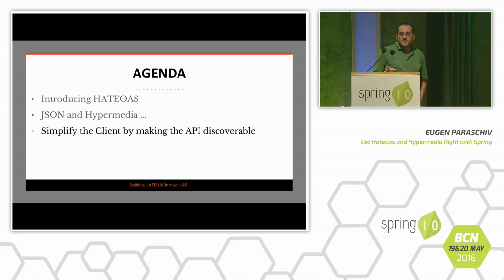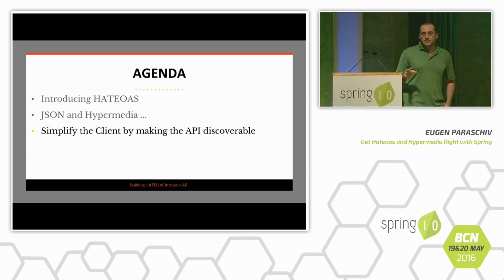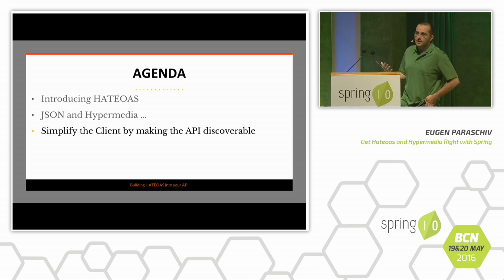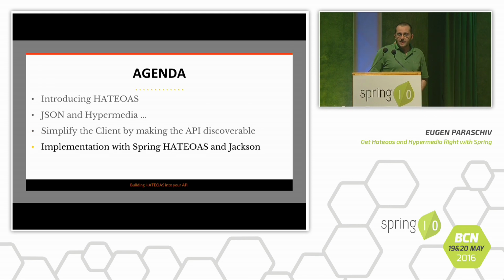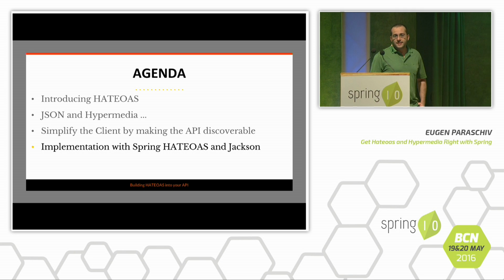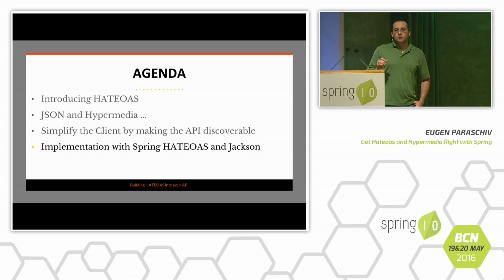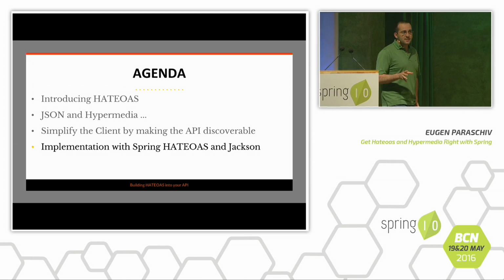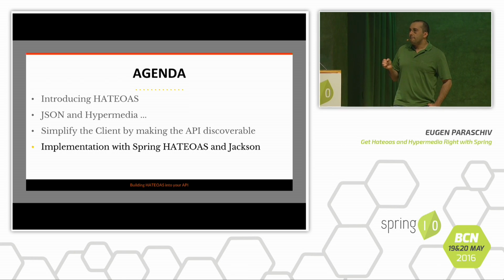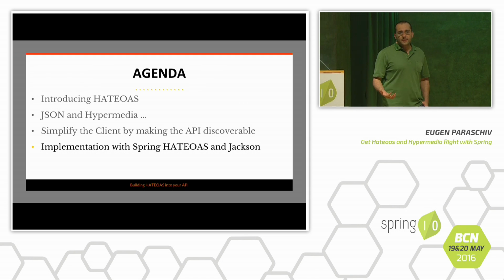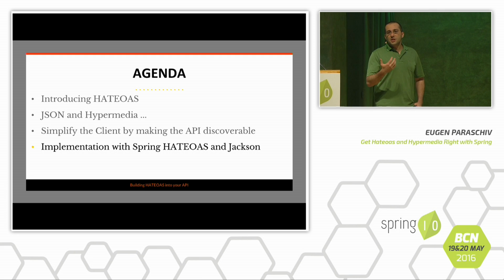We're then going to see how all of this simplifies the client and why making the API discoverable helps us build better clients. And of course, then we're going to talk about implementation details. So we're going to talk about implementations with Spring HATEOAS, and we're also going to look at a few advanced things in Jackson. Advanced meaning stuff that can help you build better APIs, help you move less data over the wire, help the clients ask just for the data that they actually need, things like that.